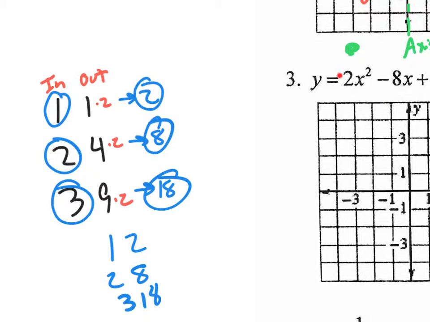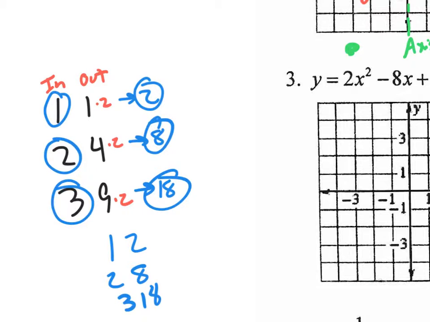Same thing, if your a value was 3, it wouldn't be 1, 1, it would be 1, 3. Instead of 2, 4, it'd be 2, 12, if your a value was 3. Make sense? If your a value was 1 half, then instead of 1, 1, it would be 1, 1 half. Instead of 2, 4, it'd be 2, half of 4 is 2, so 2, 2. Make sense?